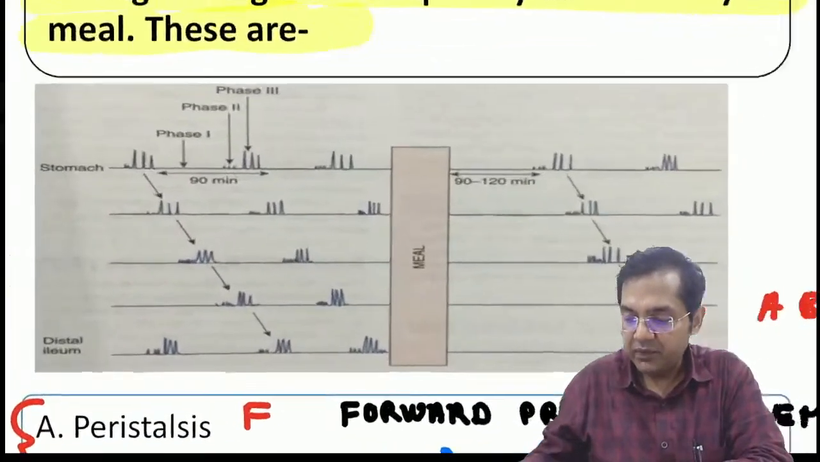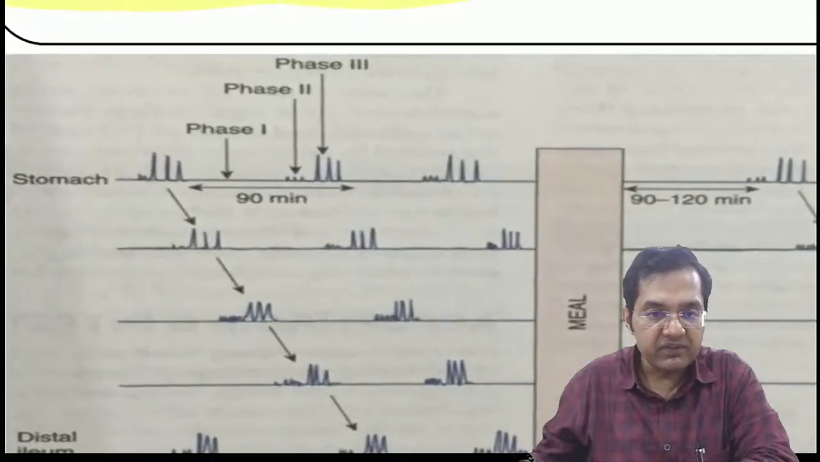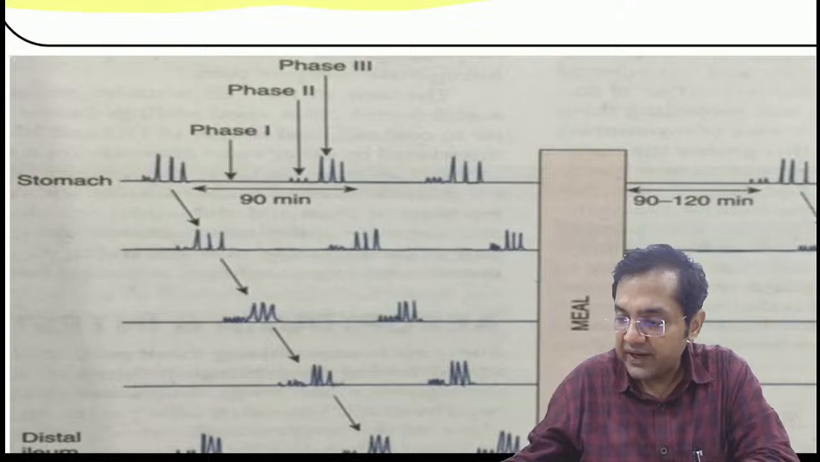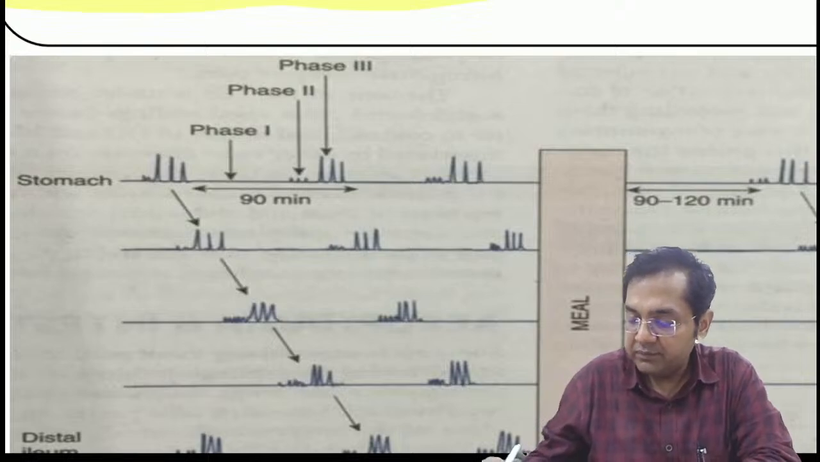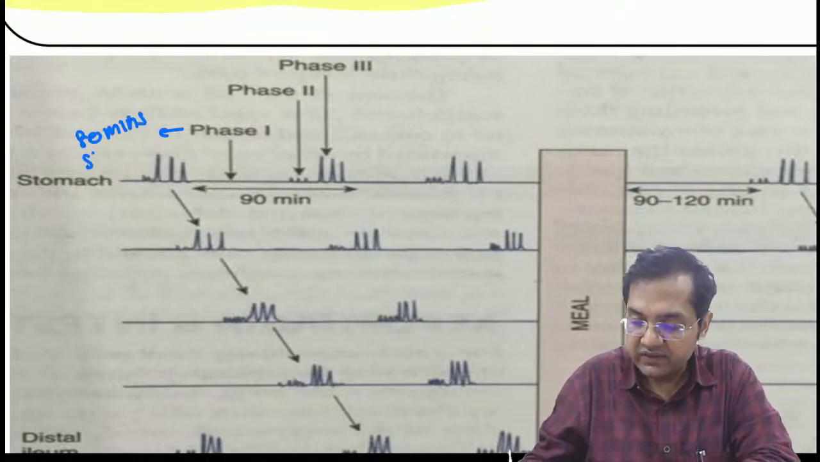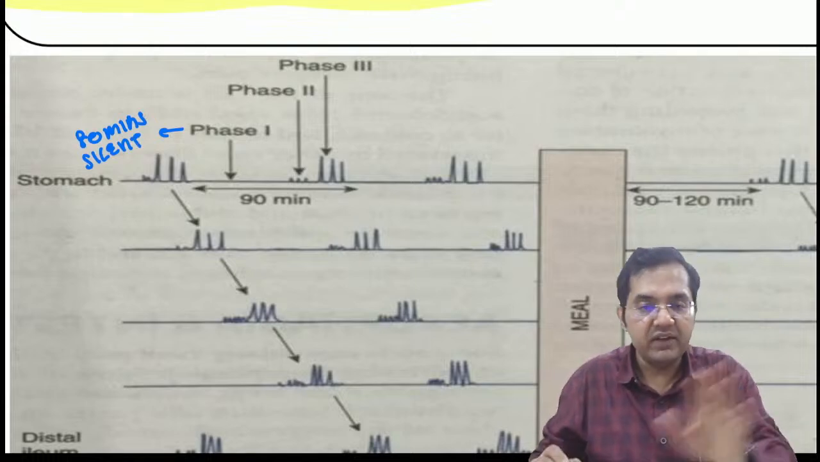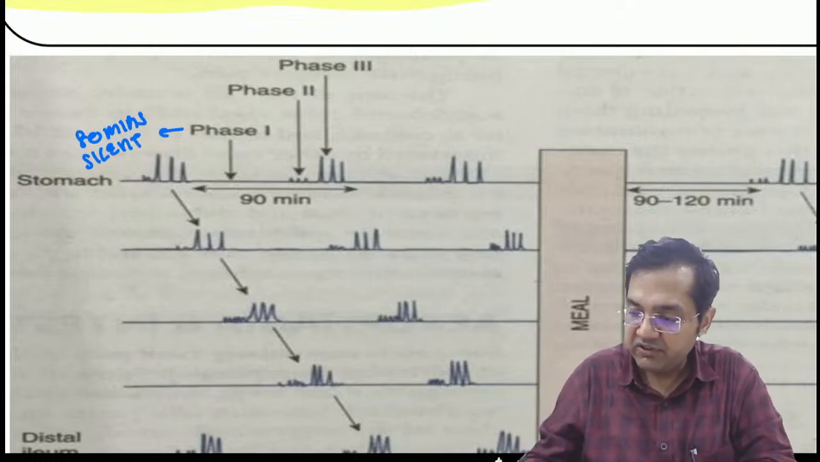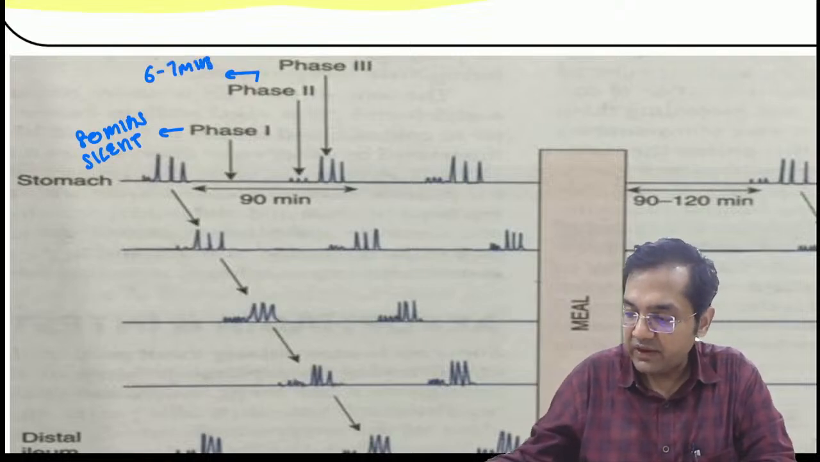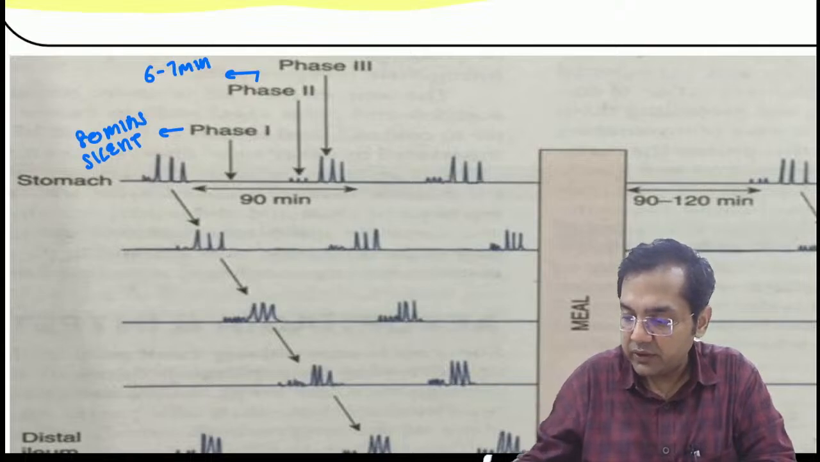Coming back here, what are you seeing? Let me zoom the picture, just see this carefully. Out of 90 minutes, the phase 1 is actually having a duration of 80 minutes. This is the silent phase. Silent means no contractions occur here. Phase 2, phase 2 is 6 to 7 minutes. 6 to 7 minutes means irregular contractions occur in 6 to 7 minutes.